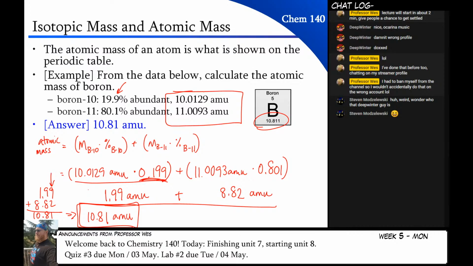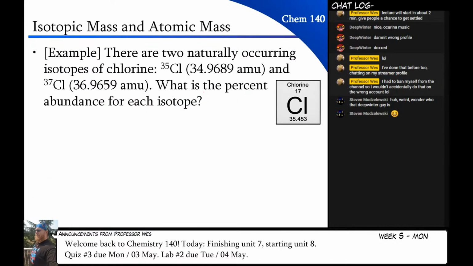Now, there is another type of problem that you can do. And that is, if I tell you what the weights are, can you tell me what the abundance is? We'll use this as an example because chlorine is a very common 2-isotope abundance sort of system. And we can go look up our answer to see how well this compares.